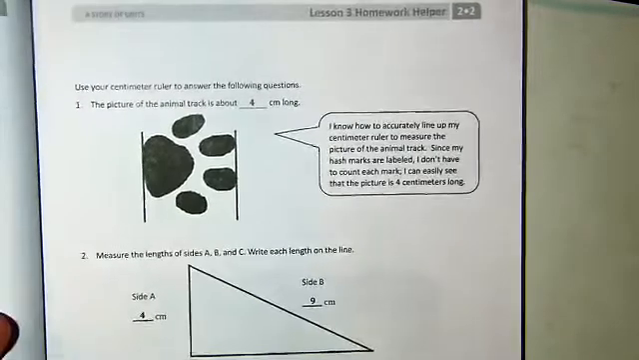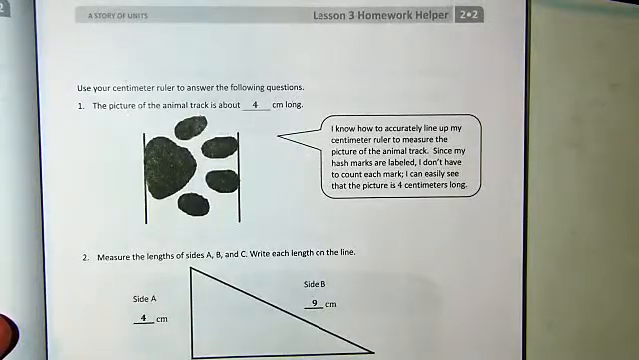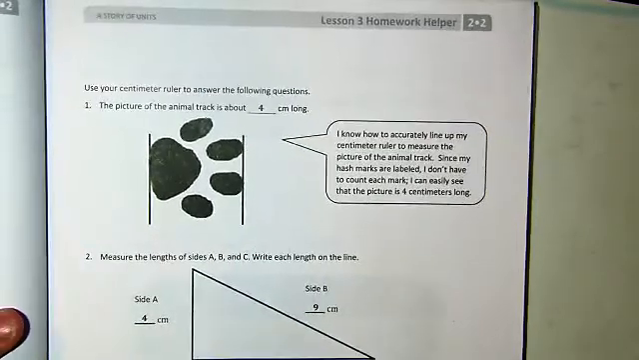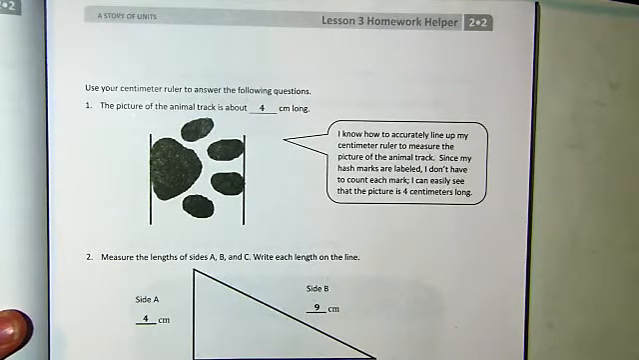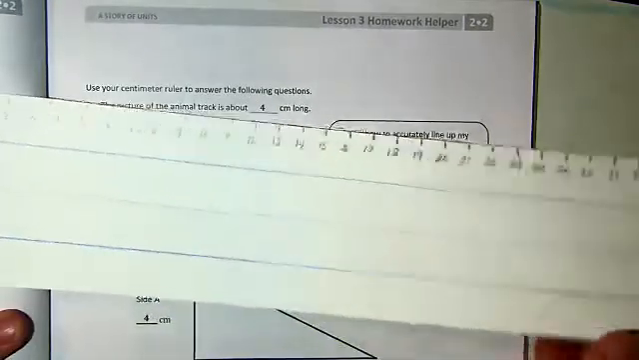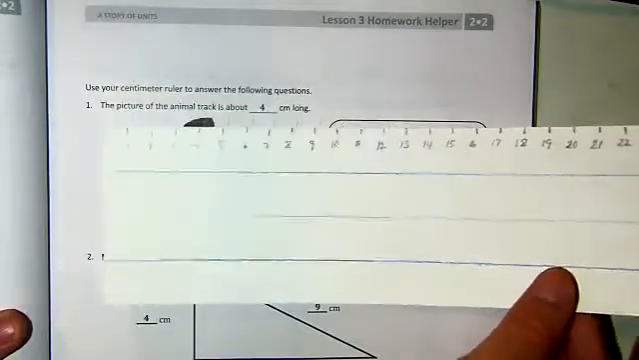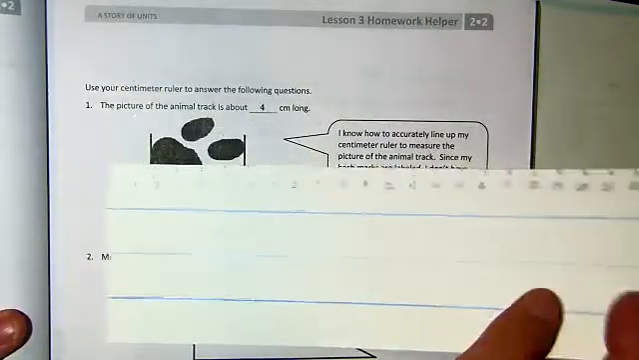Hi, everybody. This is lesson 3's homework for Tuesday. And we're going to use the centimeter ruler that you made today to measure objects in the book.